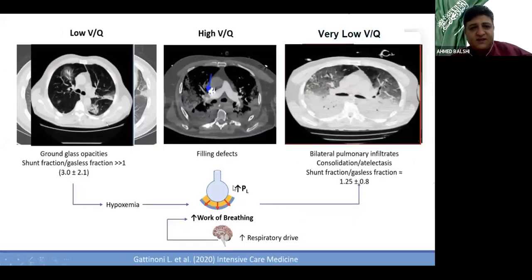In this CT scan cut of the lung, we can find patchy infiltrations and a ground glass appearance, but the lungs are still a little bit better and healthy. This is called the low type. There is no need for recruitment maneuvers and no need for higher PEEP.